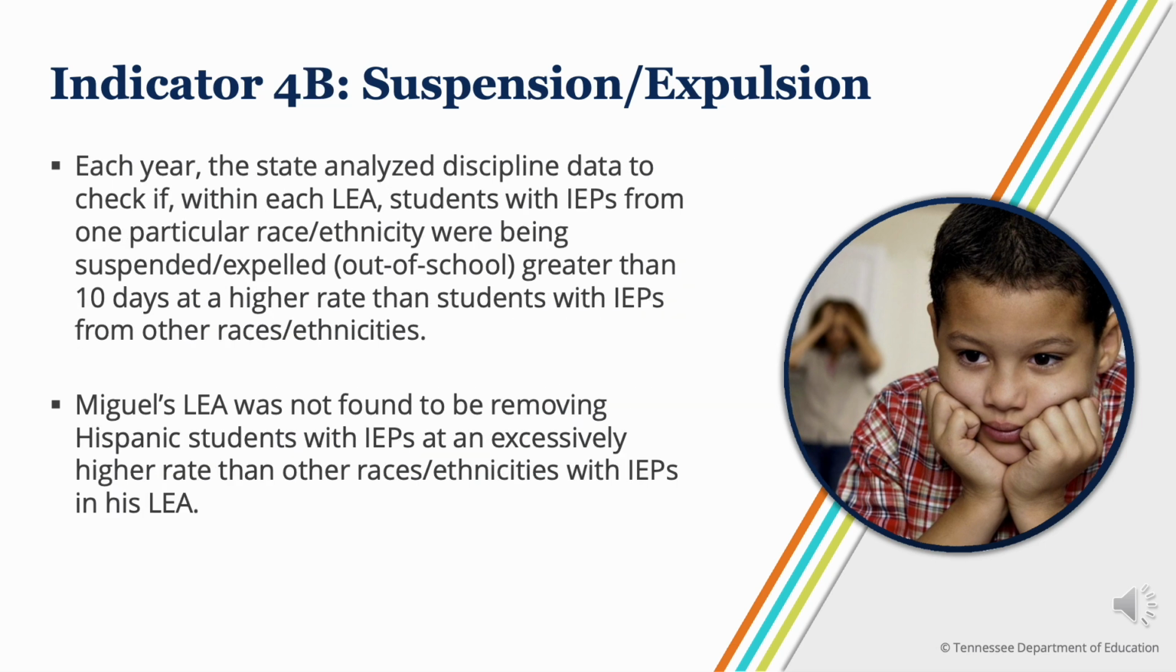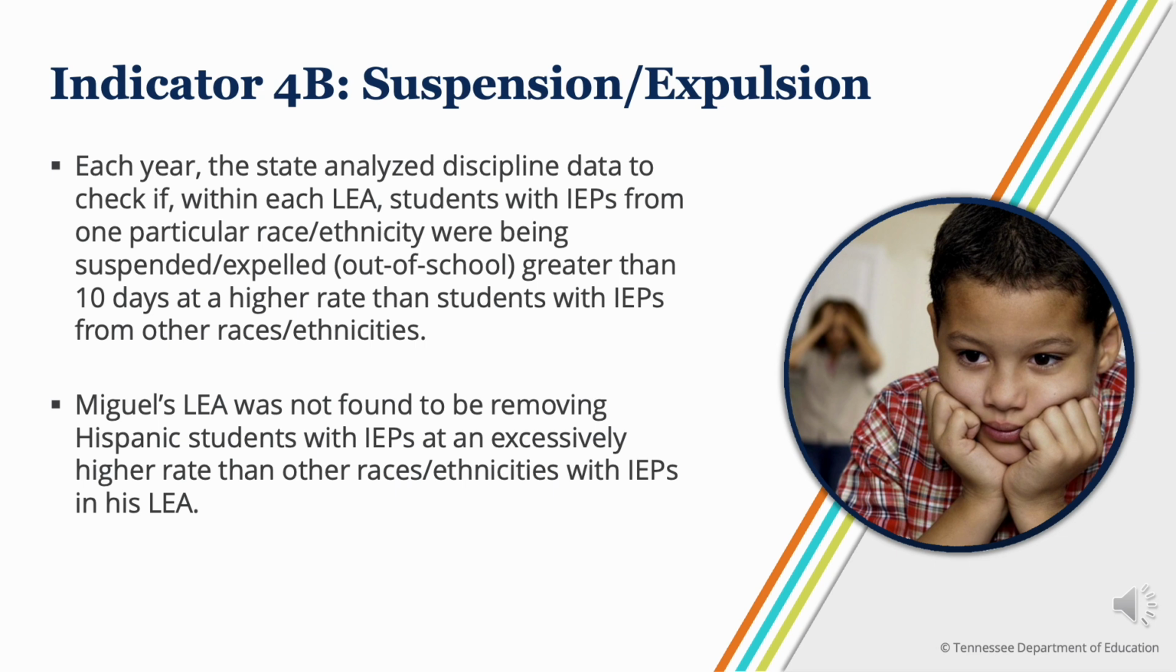Indicator 4B also measures suspension and expulsion, but it's a compliance indicator that the department monitors closely. Each year, the state analyzes discipline data to check if within each LEA, students with IEPs from one particular race or ethnicity group are being suspended or expelled greater than 10 days at a higher rate than students with IEPs from other races or ethnicities. Miguel's LEA was not found to be removing Hispanic students with IEPs at an excessively higher rate than other races and ethnicities with IEPs within his LEA.